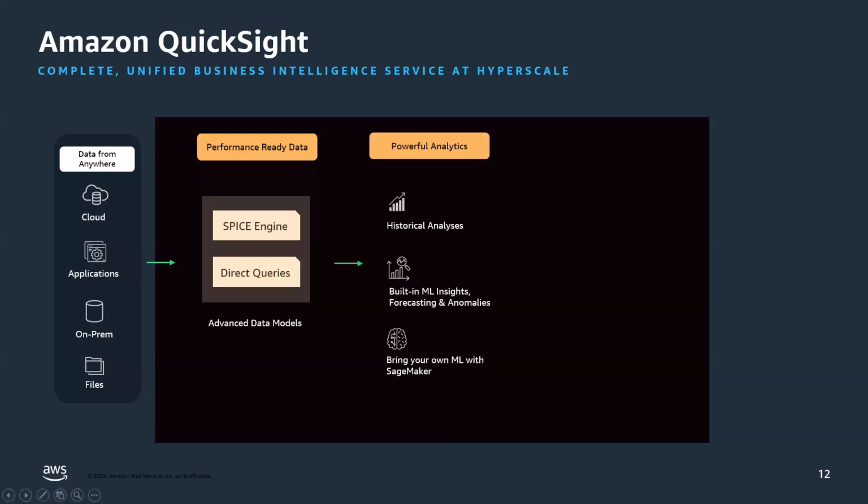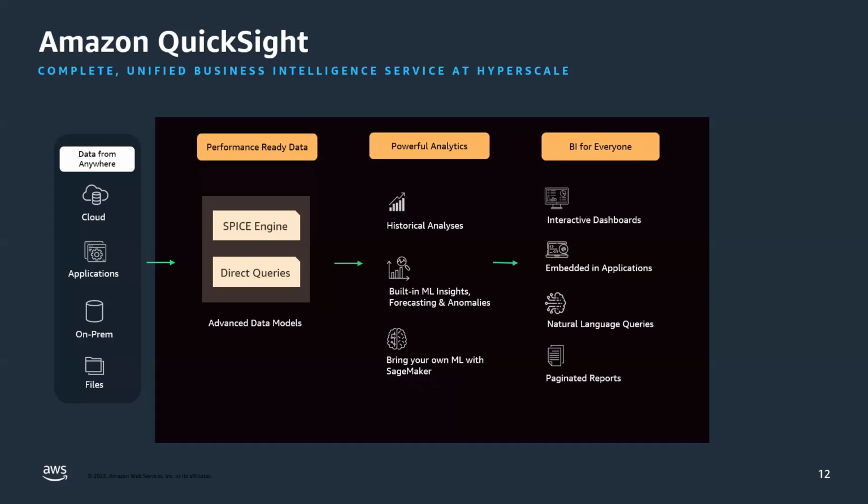QuickSight's analytics layer enables historical analysis, automated built-in machine learning insights, forecasting, and anomaly detection, as well as SageMaker integration to bring your own machine learning model, all in an intuitive way. These insights can be delivered in multiple ways, from interactive dashboards or visuals embedded in applications and websites, natural language query with QuickSight Q, and paginated reports to meet all of your business needs across the organization.